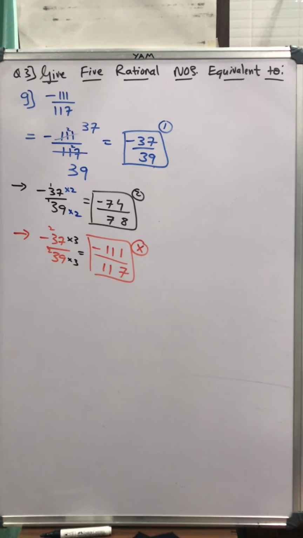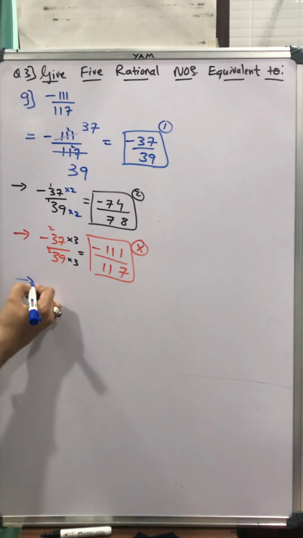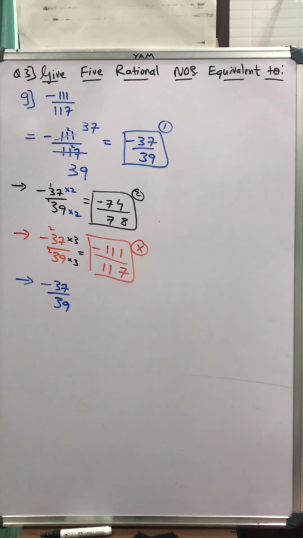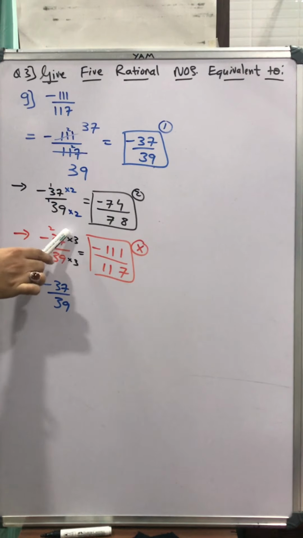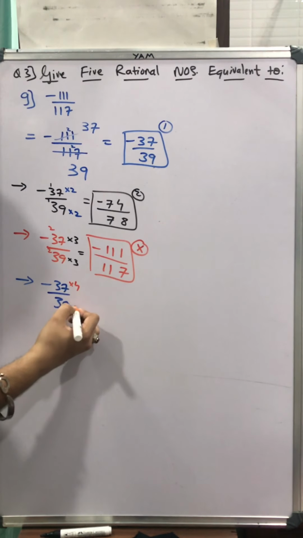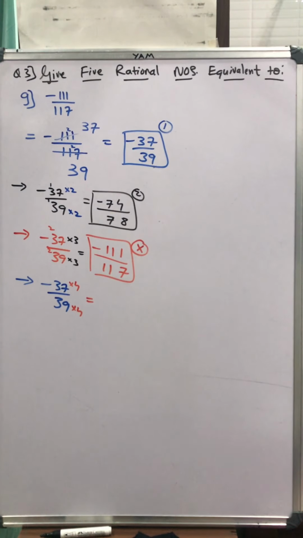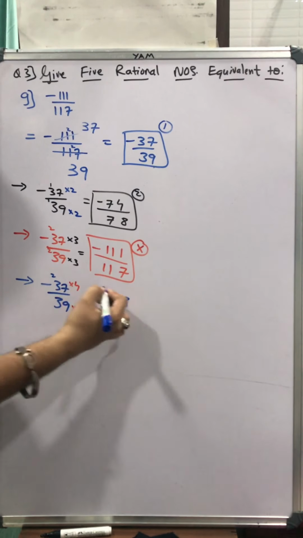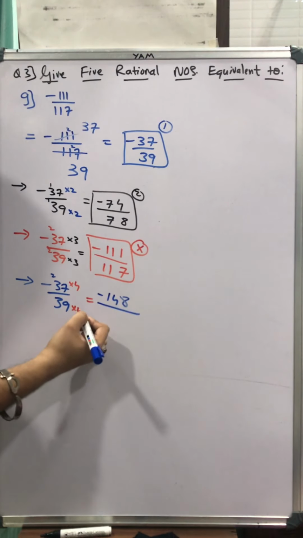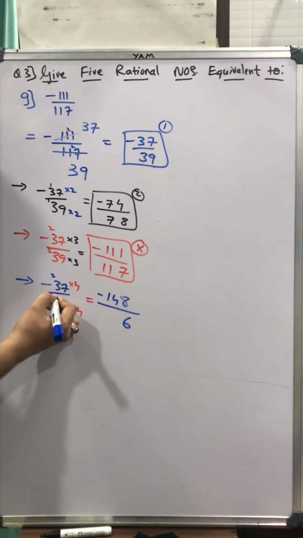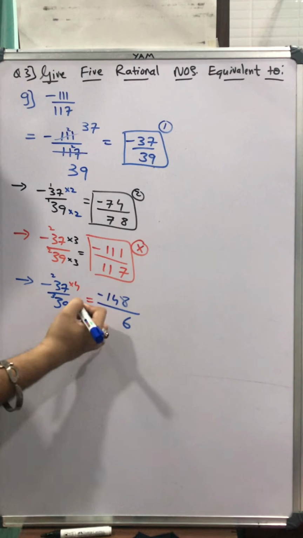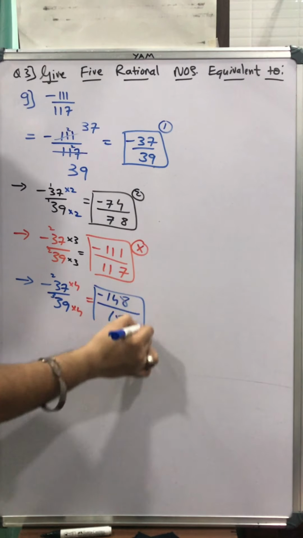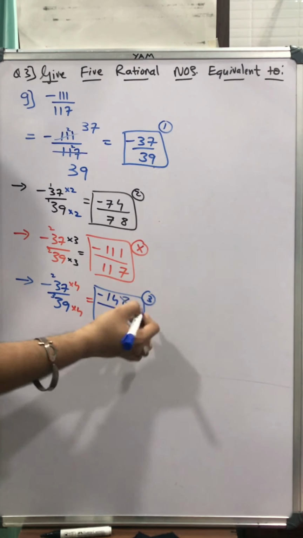Once again, let's continue with the reduced form. Our reduced form is minus 37 upon 39. Now I multiplied first with 2 2, then 3 3, and now I'll do it by 4 4. 4 sevens are 28, carry over 2. 4 threes are 12, 13, 14. Don't forget the minus sign. Upon 4 nines are 36, carry over 3. 4 threes are 12, and 12 plus 3 is 15. So I got my answer as minus 148 upon 156. And yes, I can term this as my third rational number.